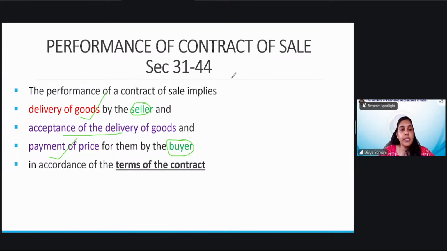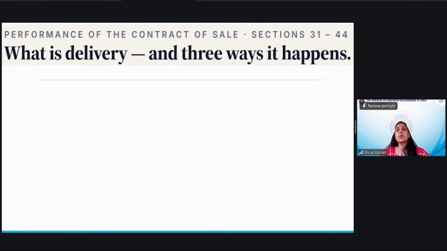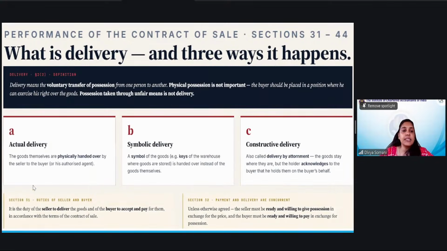Okay, are we okay till here? And then we will see the details of this topic. So performance of the contract of sale, what is delivery? And there are 3 ways delivery can happen. So we have all studied about this, that there may be a case of actual delivery, symbolic delivery, constructive delivery. Okay. Now, what does section 31 talk about? So it is mentioned here at the bottom. If you all can see, I'll just highlight also for you.